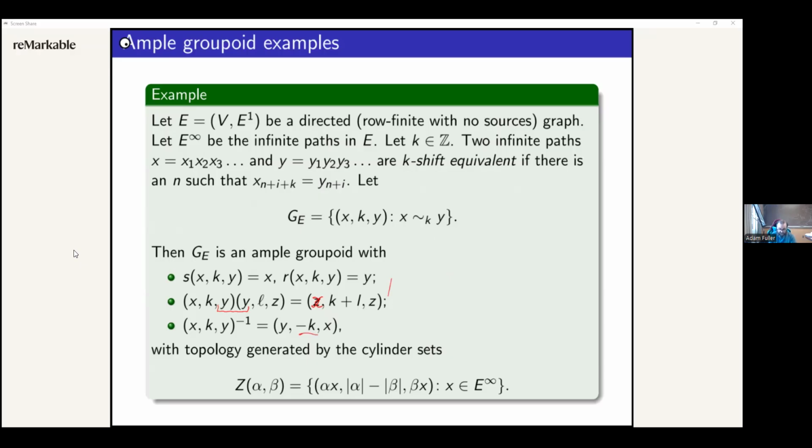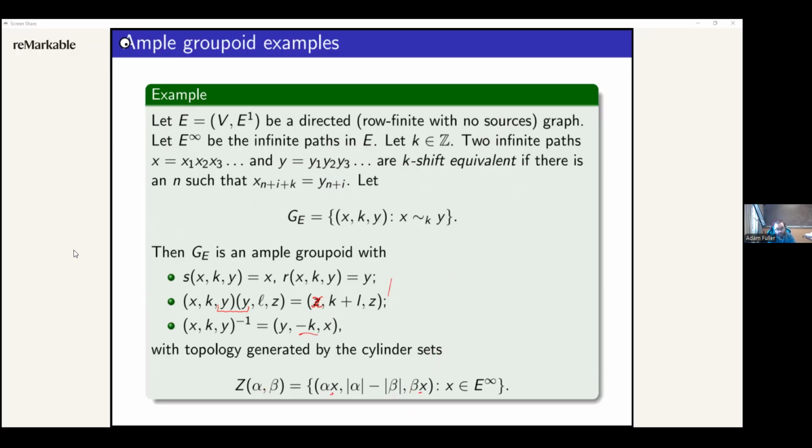A topology on this is given by what's called cylinder sets, where we take any two finite paths, alpha and beta, which start at the same place, then I can add an infinite path to them. And this gives me a basis for a topology. With this topology, this will be ample.